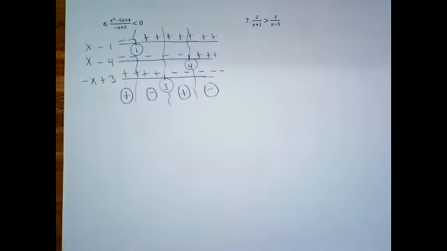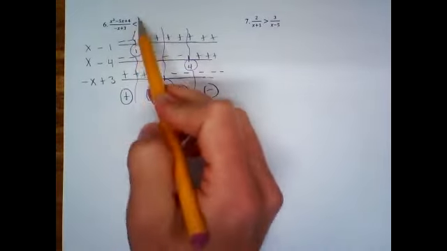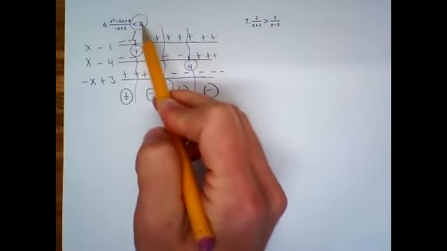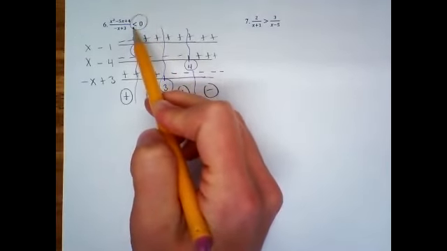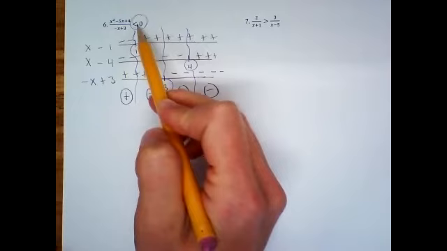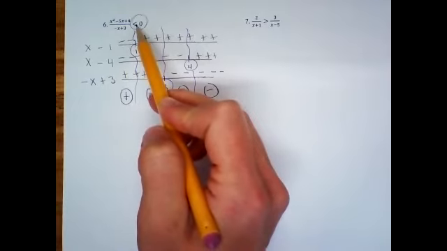So which sections are your answer? Go back to the problem. This means, do we want the positives or do we want the negatives? We want the negatives, and we don't need to worry about brackets. They're just all going to be parentheses.